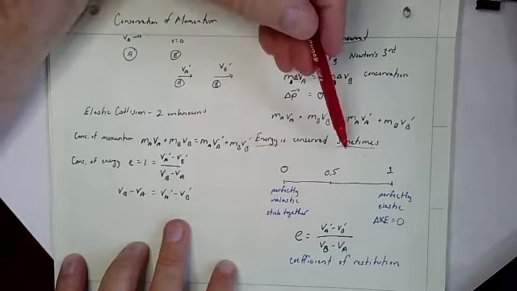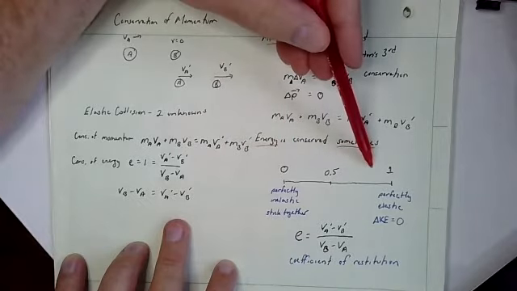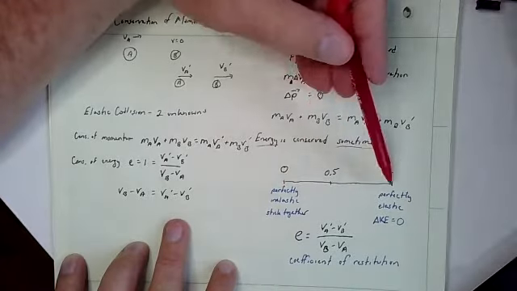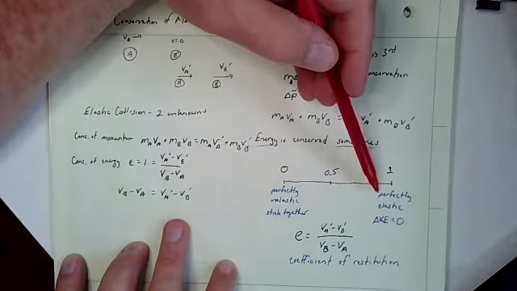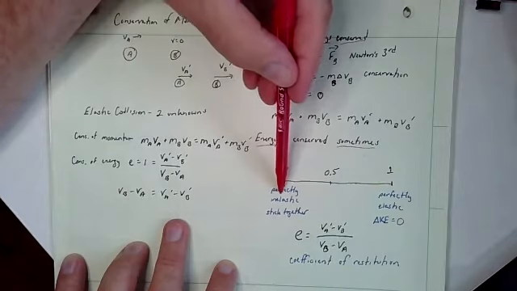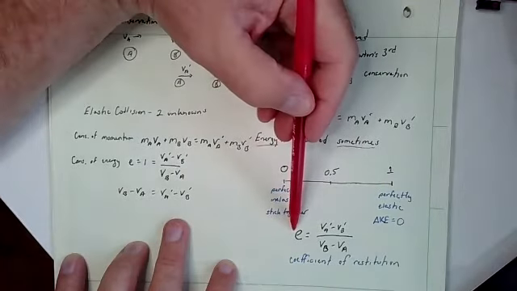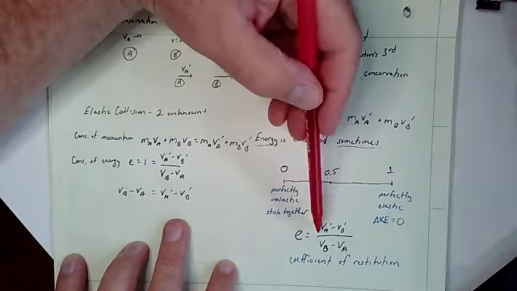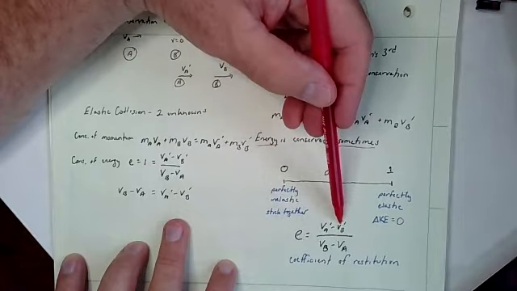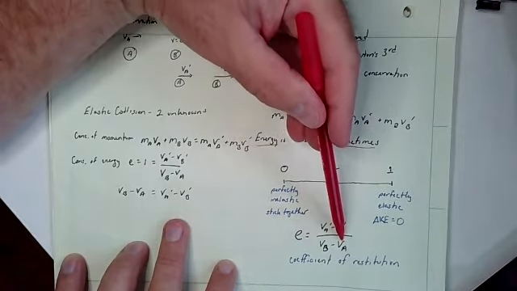But energy is not always conserved, and we have a numerical scale of actually measuring the degree to which energy is conserved. On a scale of 0 to 1, where 1 is perfectly elastic and 0 is perfectly inelastic. And this is called the coefficient of restitution, which is the difference in the velocities after divided by the difference between the velocities before.